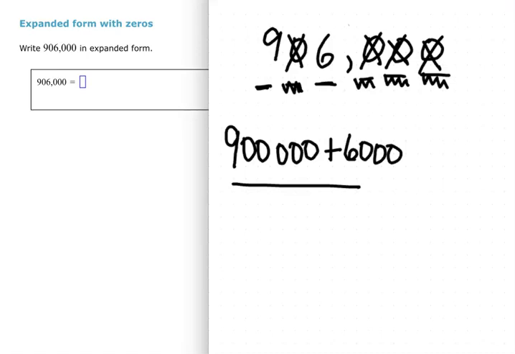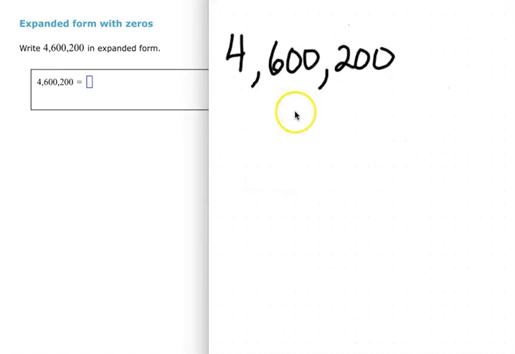Let's do another one. All right, so here's a big number here. I have 4 in the million spot. I have 600,200. Okay, so let's take a look at what I would do here with all these zeros. I'm going to write down the big numbers that I have. So I've got a 4 million.